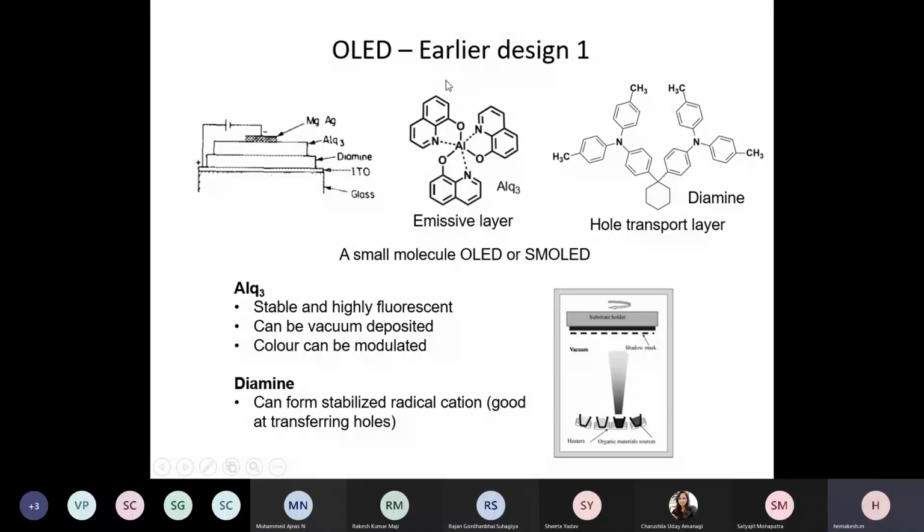So this is an organometallic complex, an aluminum complex. We'll just call it ALQ3, since its full name is going to be too long. So this is aluminum bonded to phenol-like groups of a quinoline-like system where nitrogen is stabilizing the complex.